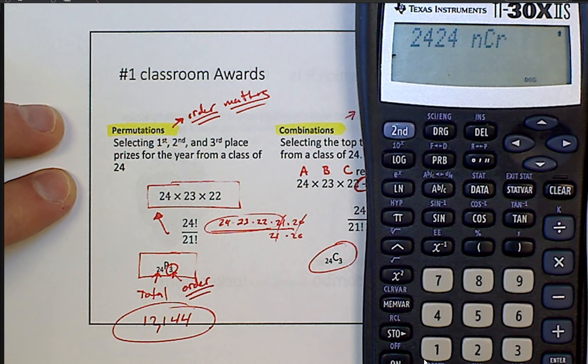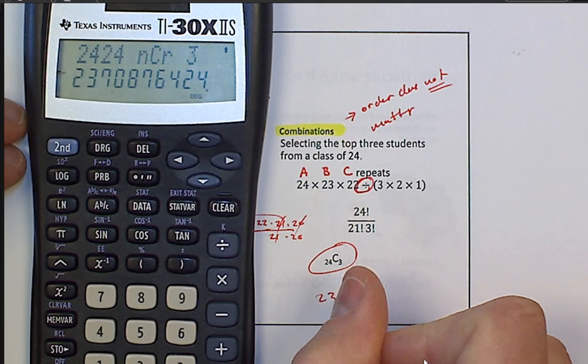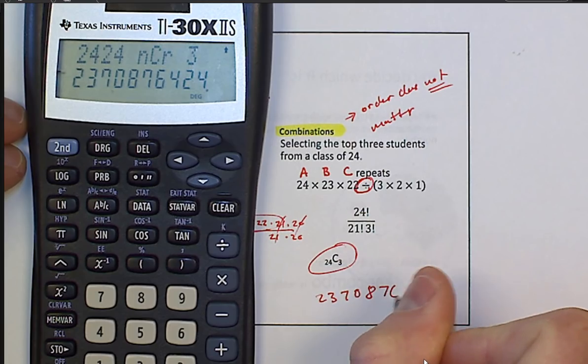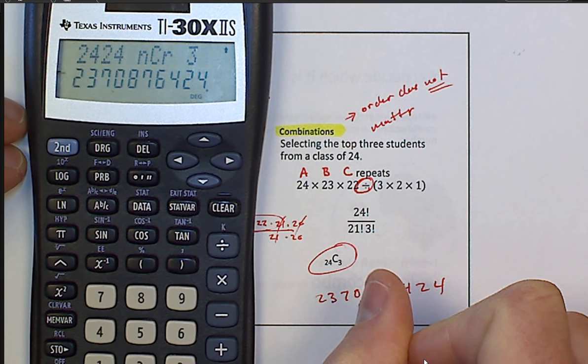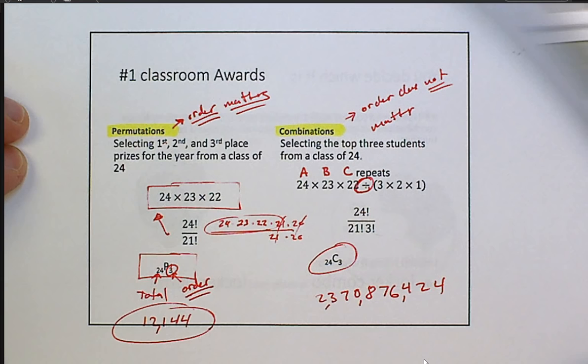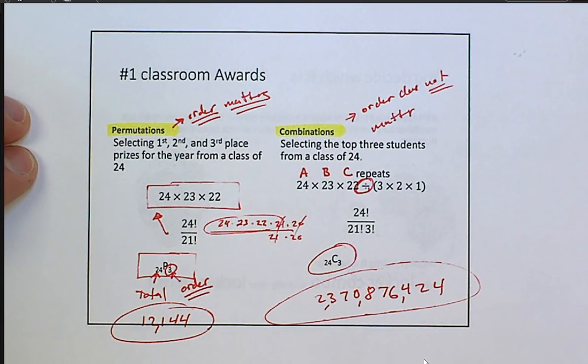a 3, hit enter, and we have a massive number there: 2,370,876,424... Massive. Okay, those are all the combinations of selecting the top 3 students from a class of 24. That's a combination where order does not matter.